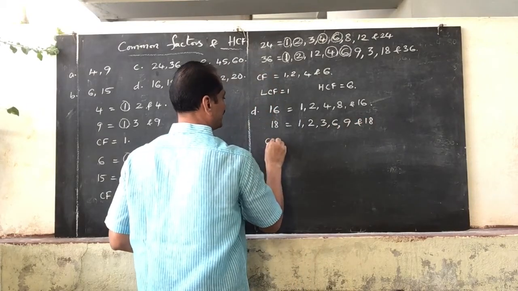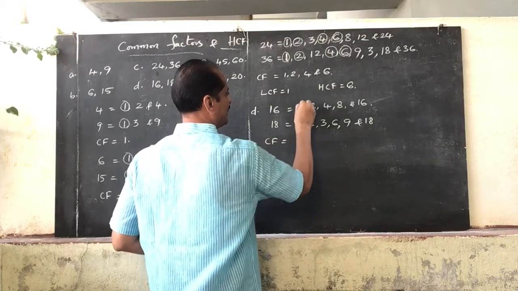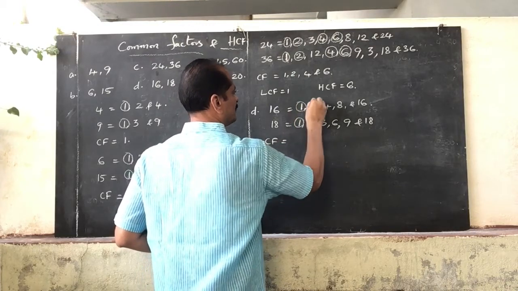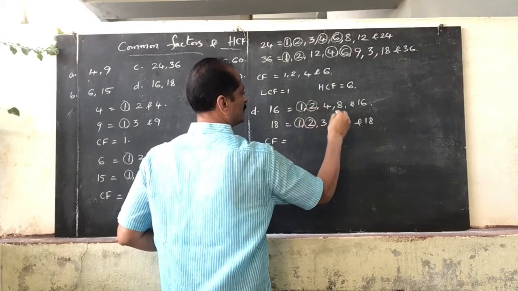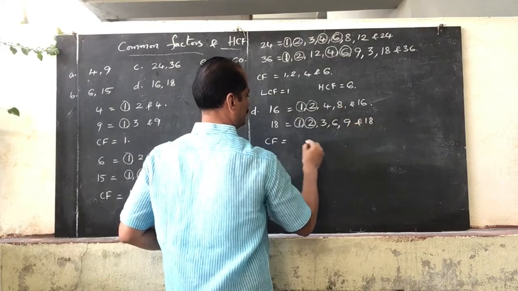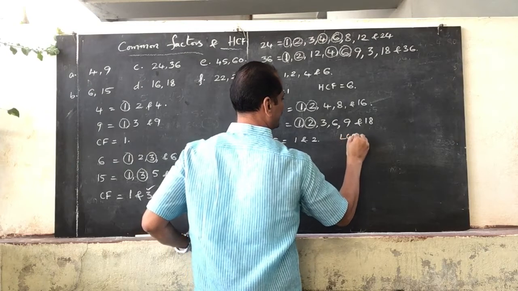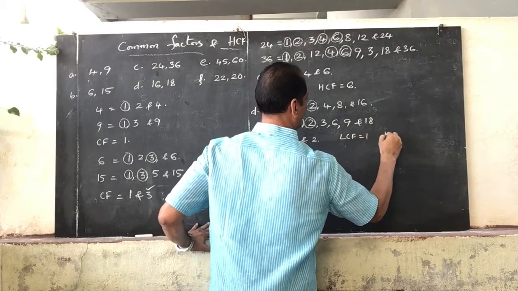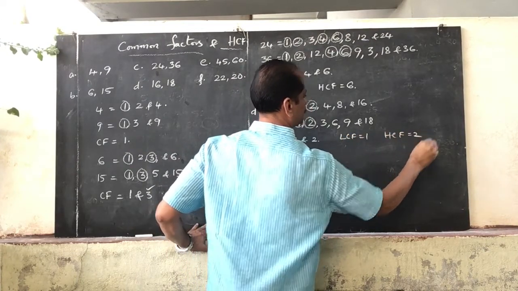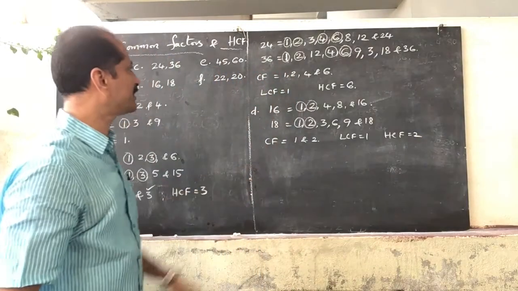Now the common factors of 16 and 18: 1, 2, then only 2. 1 and 2 are the common factors. The least common factor is 1. The highest common factor is 2. The least common factor and the highest common factor also we found.